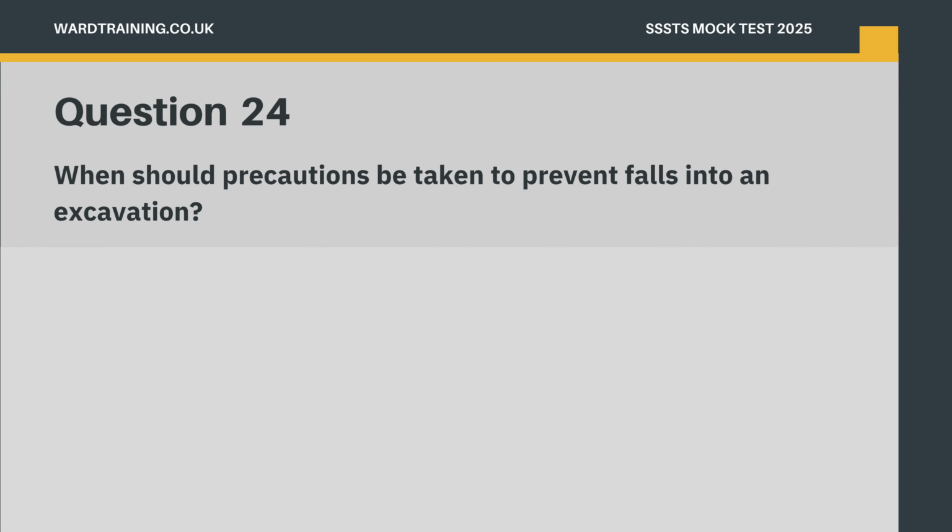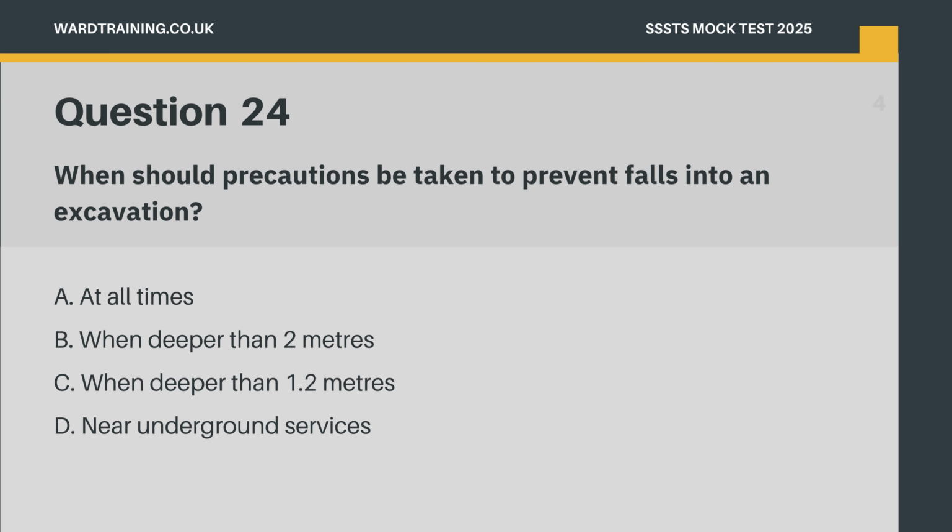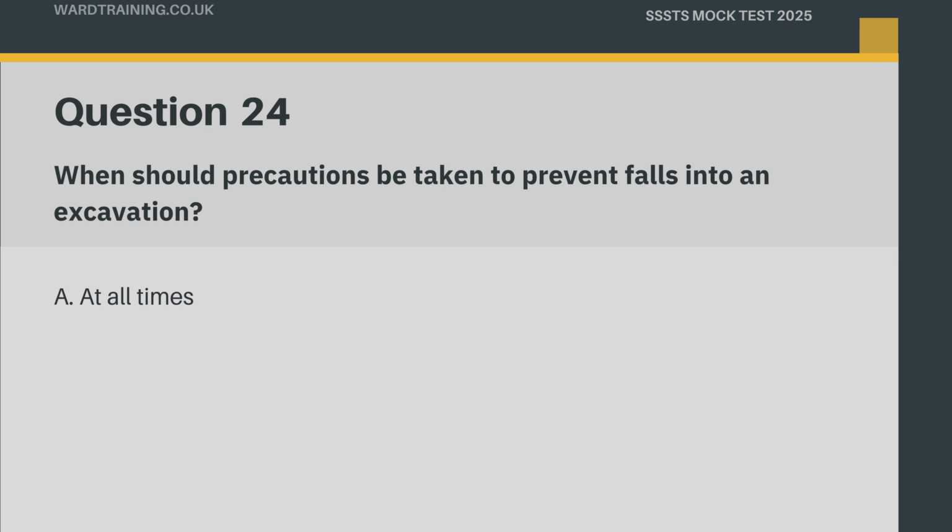Question 24. When should precautions be taken to prevent falls into an excavation? A. At all times, B. When deeper than 2 meters, C. When deeper than 1.2 meters, D. Near underground services. Answer: A. At all times.